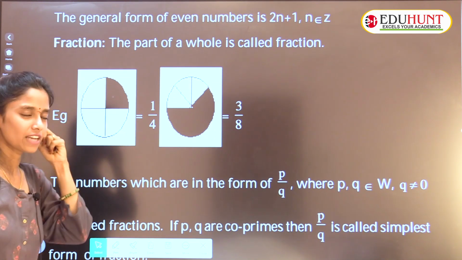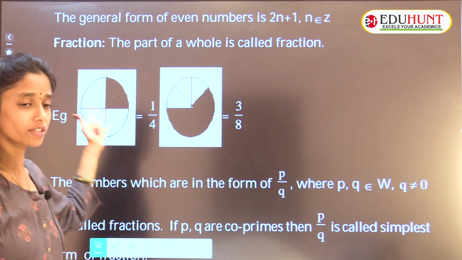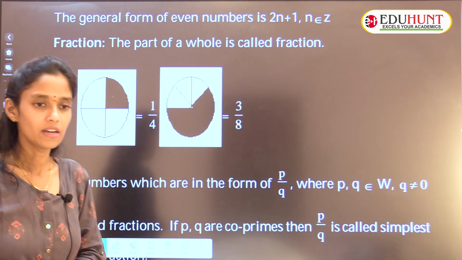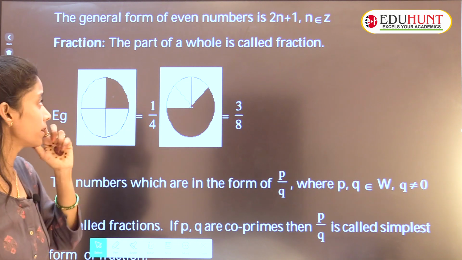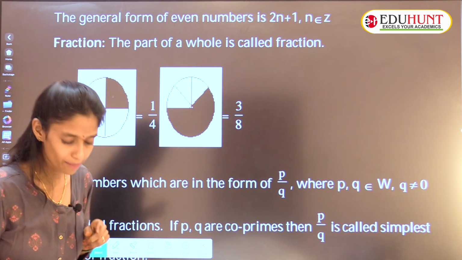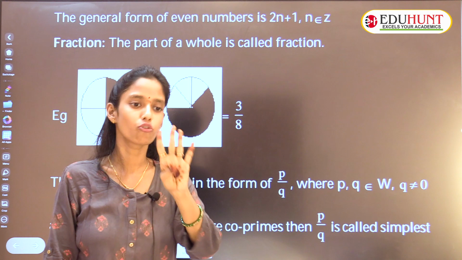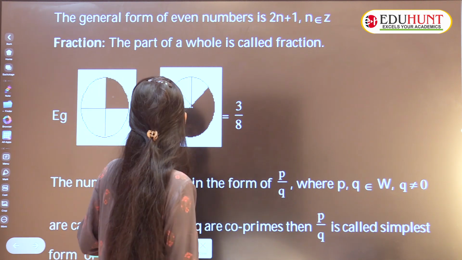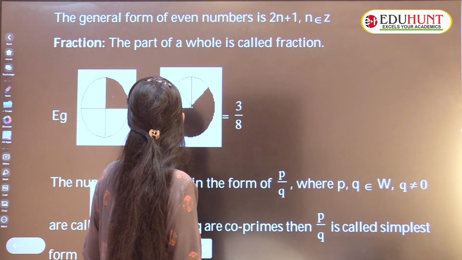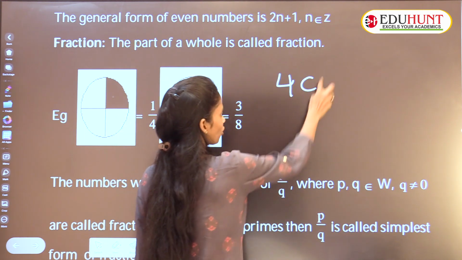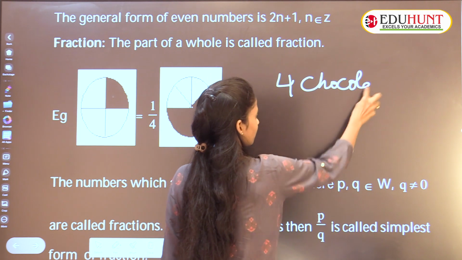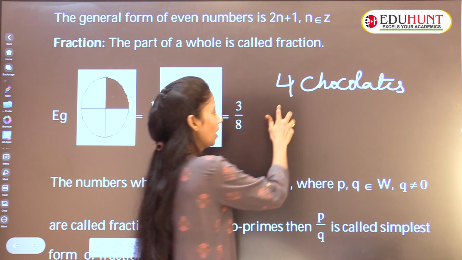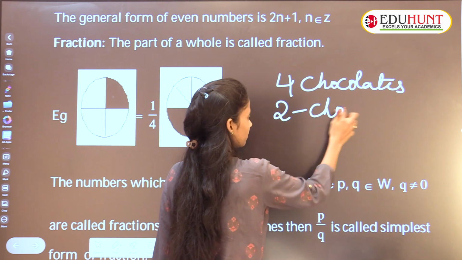Now, what is the next definition? The next definition is the most important concept, which is a fraction. A fraction is nothing but, see here, a part of the whole is called a fraction. For example, you have 4 chocolates. Okay. How many chocolates do you have? 4. From those 4 chocolates, you gave me 2 chocolates.